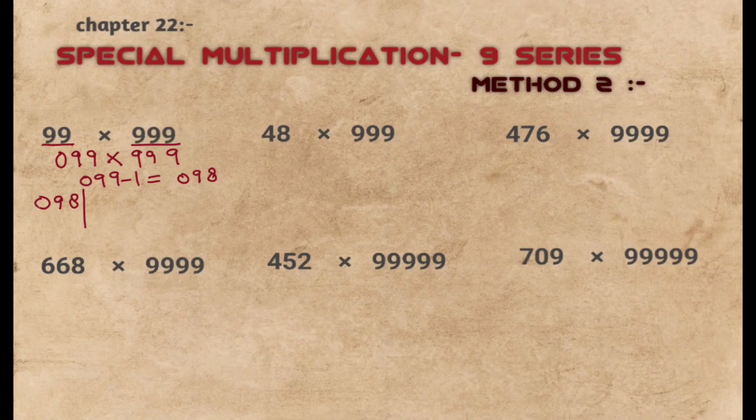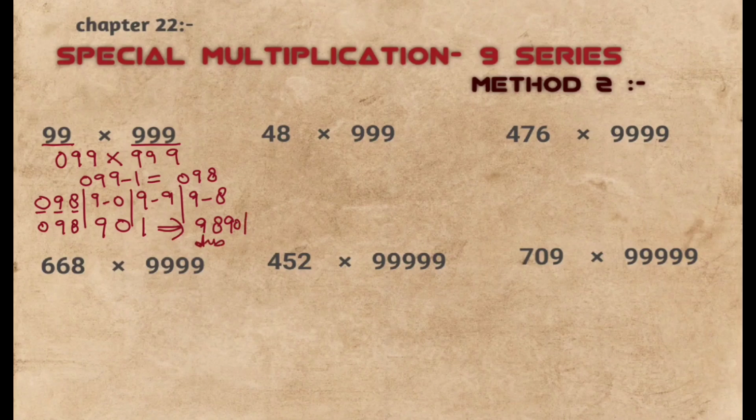Now make a partition: 9 minus this 0. Then in the second partition, 9 minus this 9. And in the third partition, 9 minus this 8. So here we get 098. 9 minus 0 gives you 9. 9 minus 9 gives you 0. And 9 minus 8 gives you 1. So here we get 98901 as the answer.